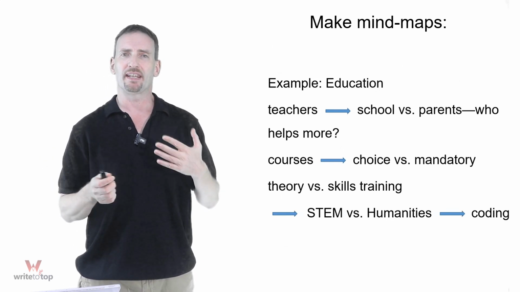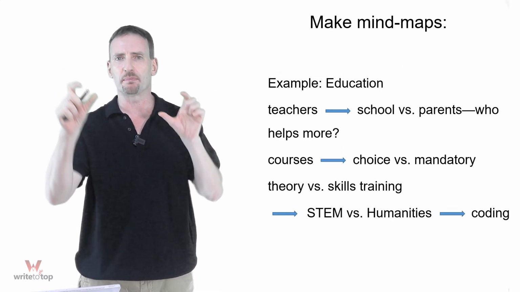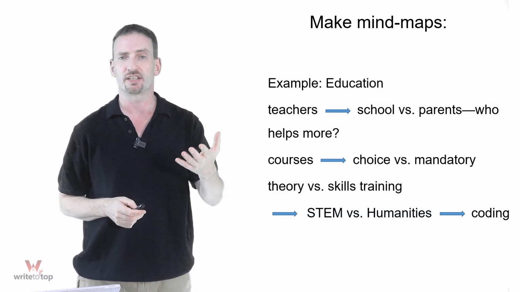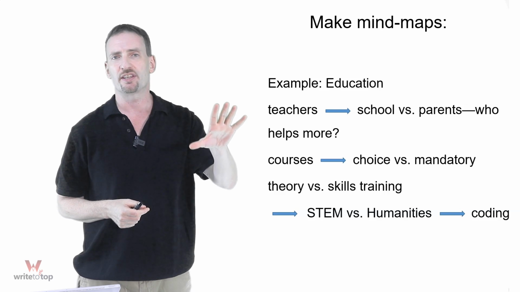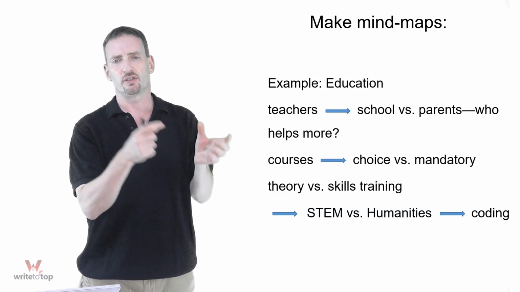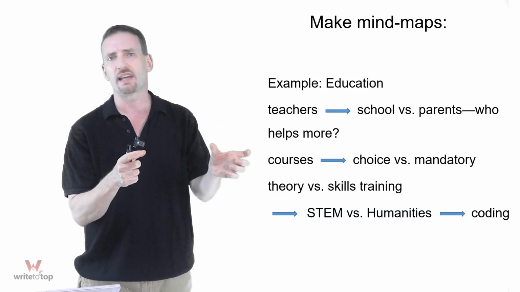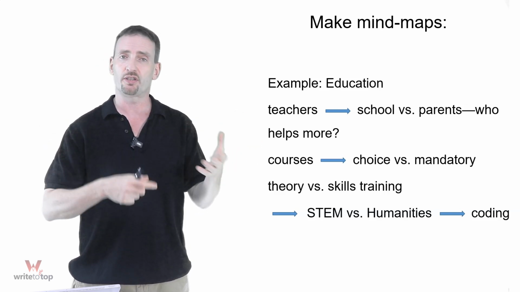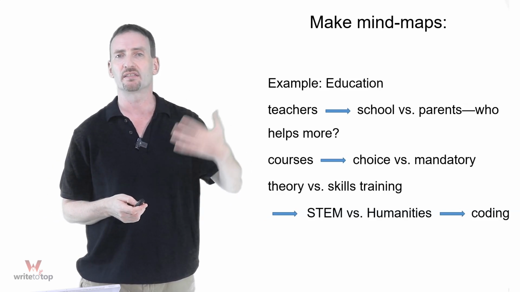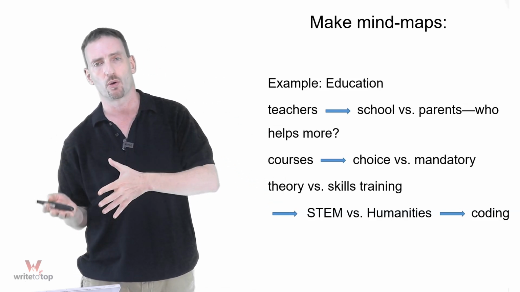Now you're going to start making mind maps. So you have all these random ideas, you're going to start connecting them. So let's take education again as an example. Within education, of course, you're thinking about teachers. From teachers, you can think about, do teachers have more power to teach, or do parents have more power to teach? Who helps their child more, the teacher or the parent?